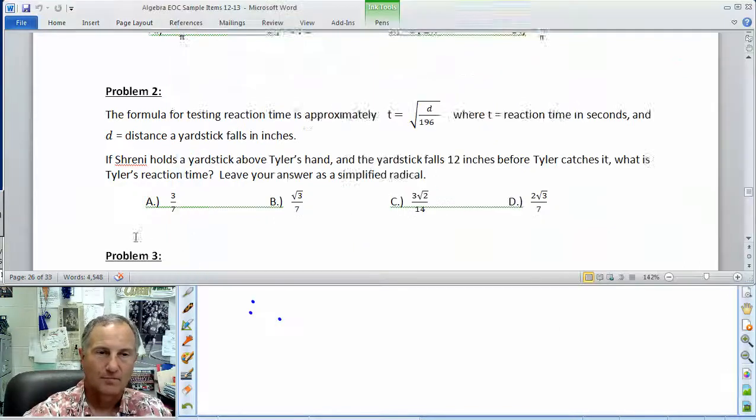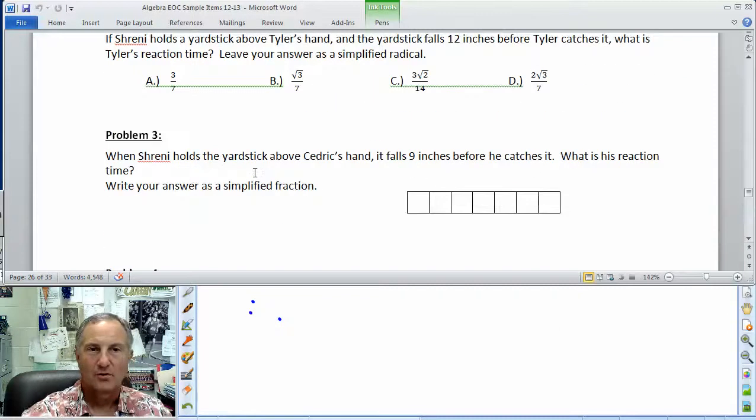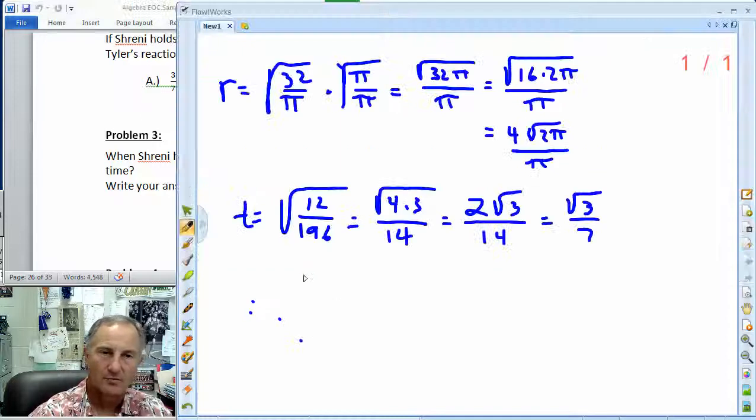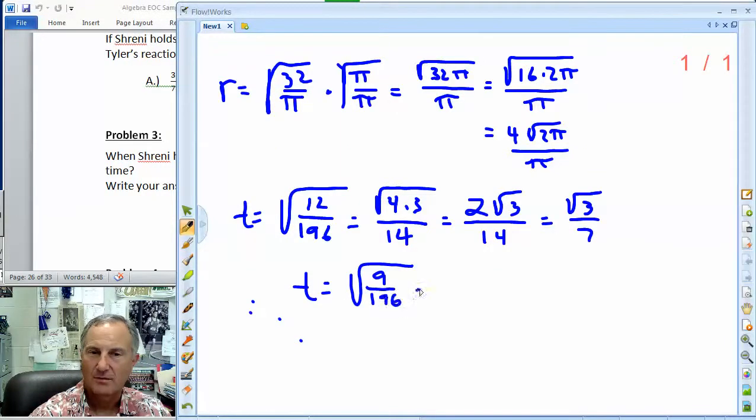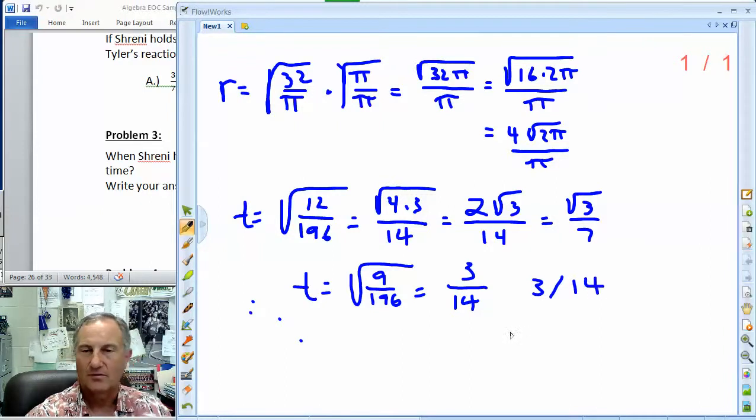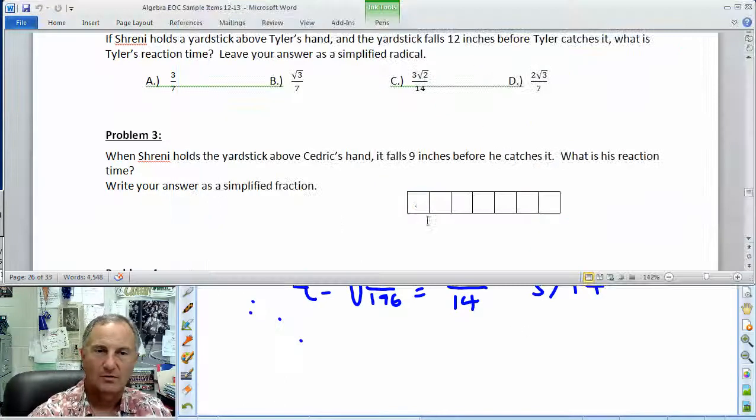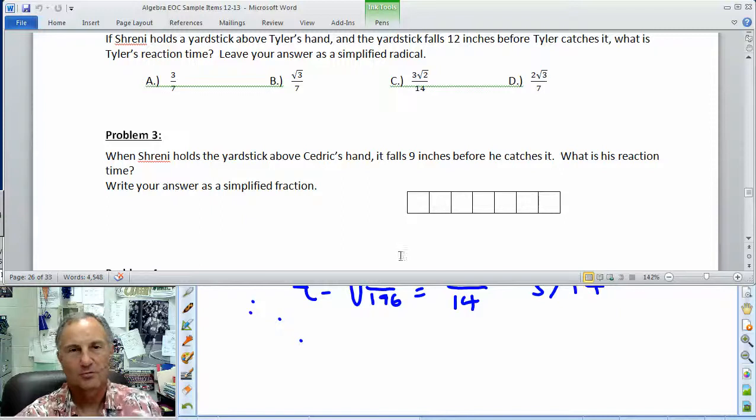All right, come back over here. When Srini holds the yardstick above Cedric's head, it falls 9 inches before he catches it. What's his reaction time? Well, let's come back over here. Same equation, only his fell a distance of 9. I already told you 196, the square root is 14. We know the square root of 9 is 3, so 3/14. And you're probably going to want to write it just like that in those boxes. So you're going to get 3/14. But don't put it right in the middle.